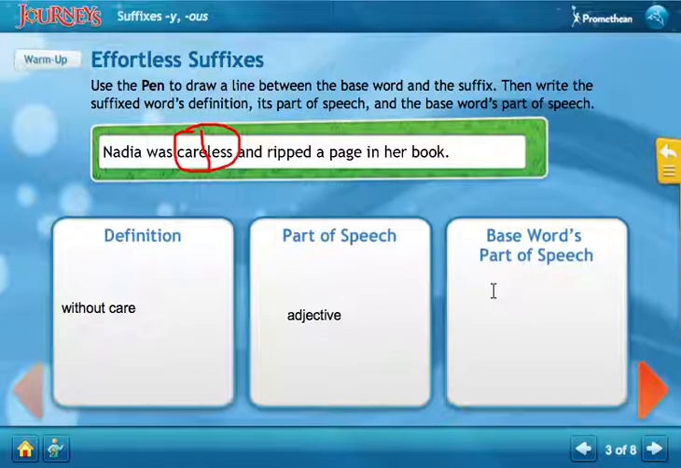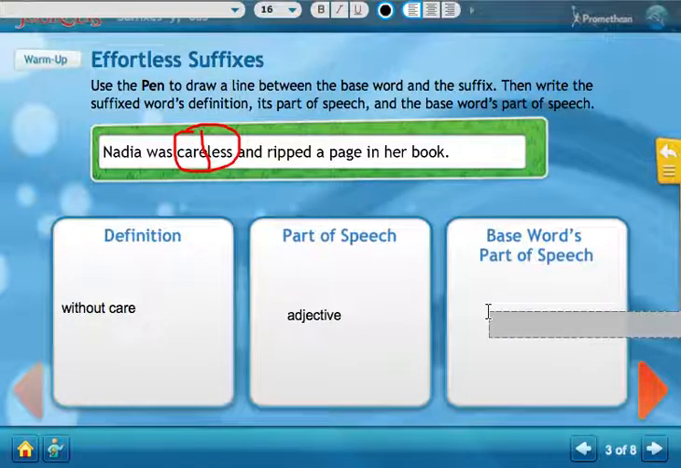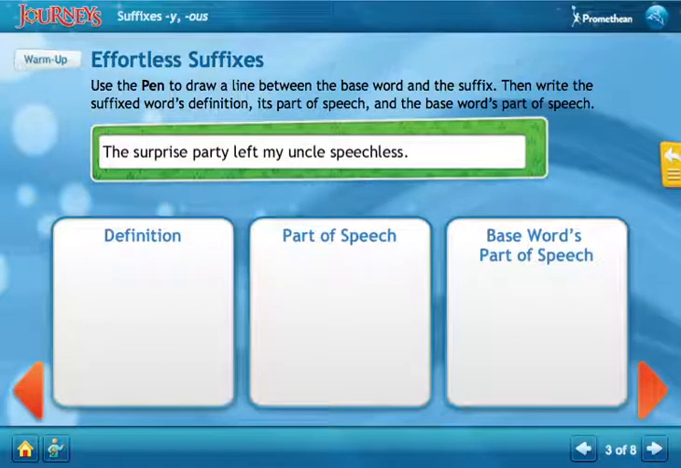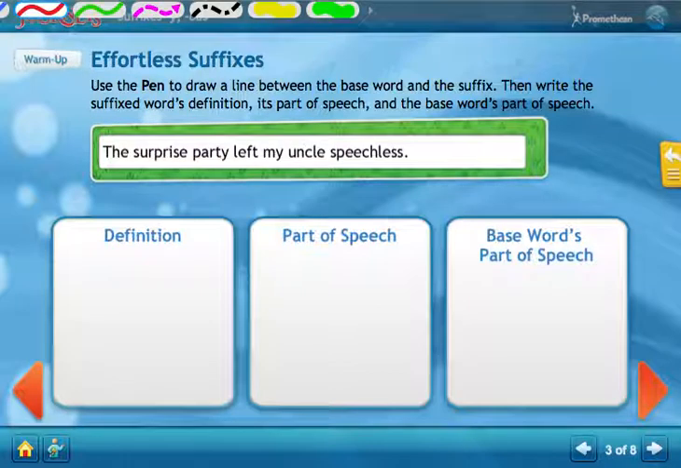And the base word part of speech? Well, the base word here is care, right? That's the base word in careless. And the word care is actually a noun. Let's go to the next one and we'll explain this a little more here.